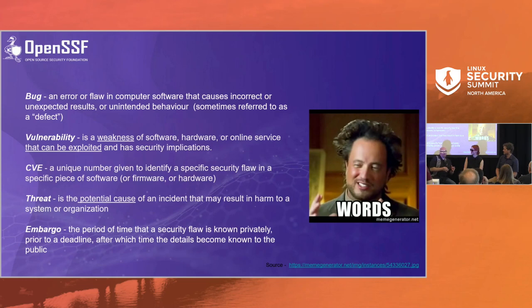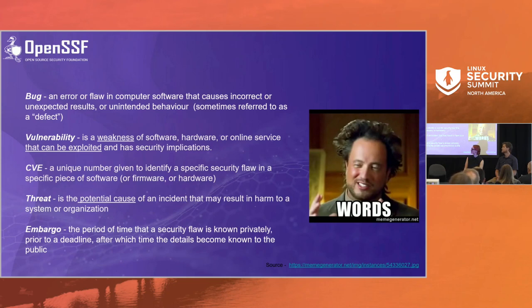Before we start, I want to talk a little bit about terminology, so we're all saying the same thing. First off, we have bug. A bug is an error or a flaw in computer software that causes incorrect or unexpected results or unintended behavior. Typically you file a report with the developer, they evaluate it, they fix the bug, they move on. This generally tends to be functional related.